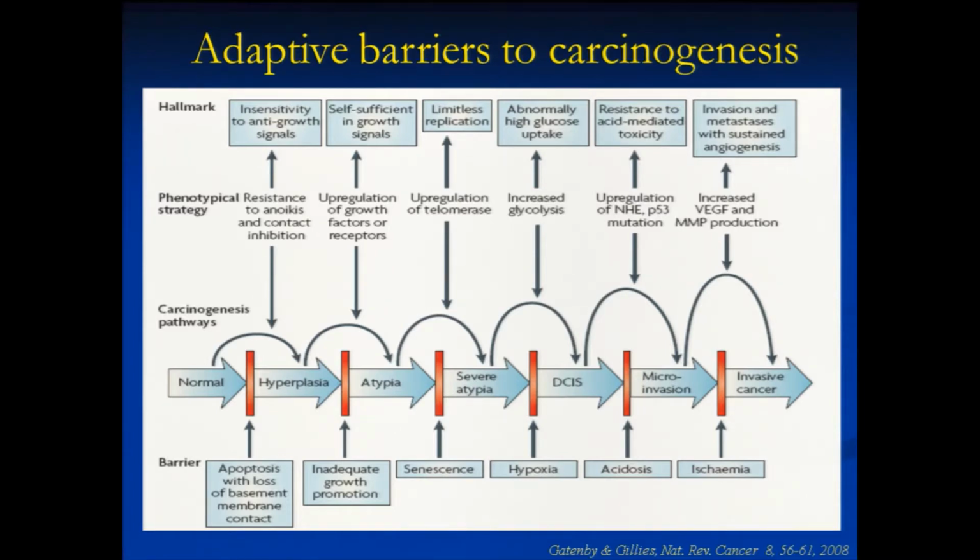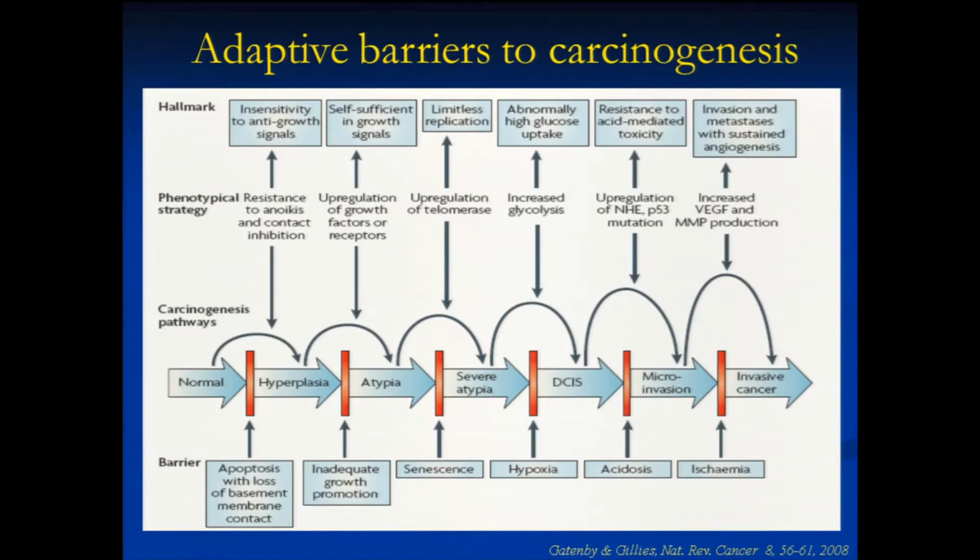And for example, apoptosis with loss of basement membrane contact needs to be overcome in order to move on from normal tissue to hyperplastic tissue, which is developing a resistance to contact inhibition and anoikis. A next barrier had to do with inadequate growth promotion, and the phenotypic strategy for overcoming that barrier was upregulation of growth factors or receptors, leading to this hallmark phenotype.